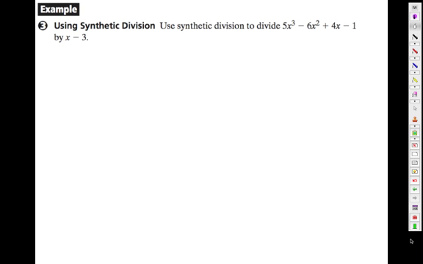Alright, so example number 3, it says using synthetic division. Use synthetic division to divide, and then it gives you this huge long number, and then you have to divide it by x minus 3. So normally, this is how we would do this, right? We would put it in this format, and then we would try to divide it, and it takes a long time, and it's kind of confusing.